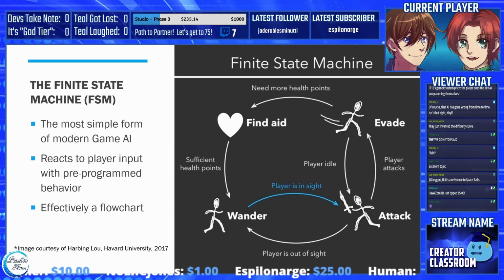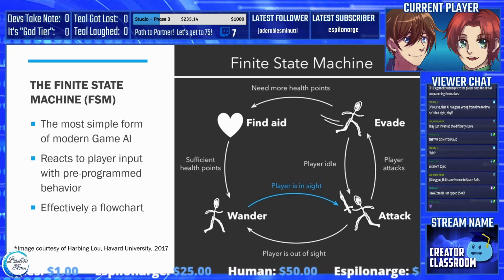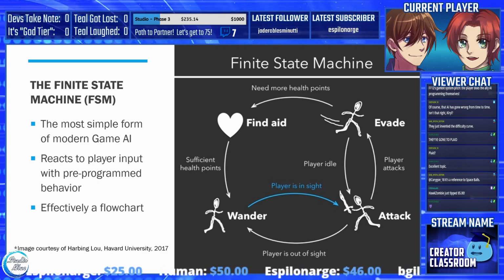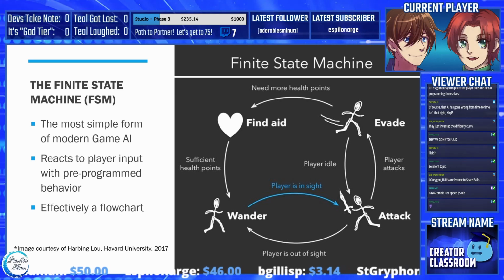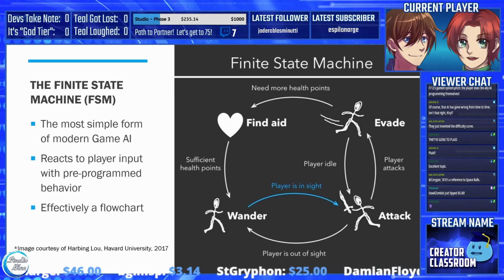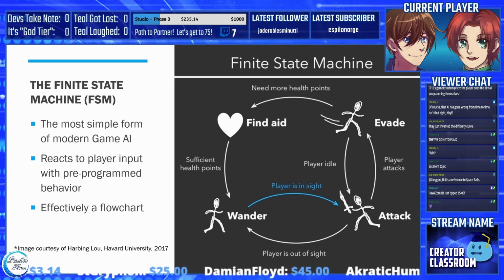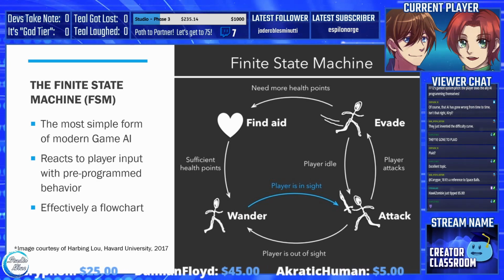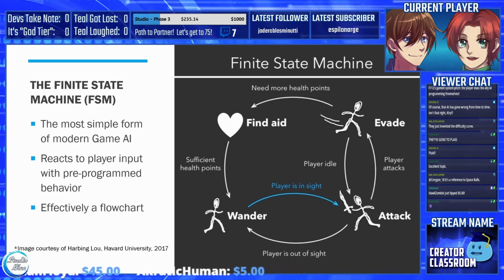Like on the screen right there, with sufficient health points, go back into wander mode. So that little graphic right there is the most basic version of this. And it is literally a flowchart. An algorithm is not a flowchart. An algorithm in relation to game AI is effectively a bunch of thousands of if-then statements.